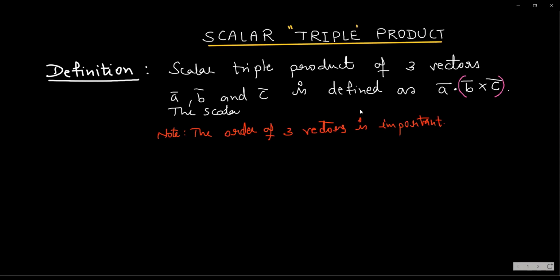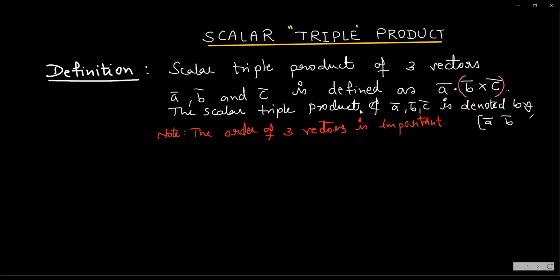The scalar triple product of a bar, b bar, c bar is denoted by writing a bar, b bar, c bar in a box, like this. Because of this box, we also call the scalar triple product the box product of three vectors.